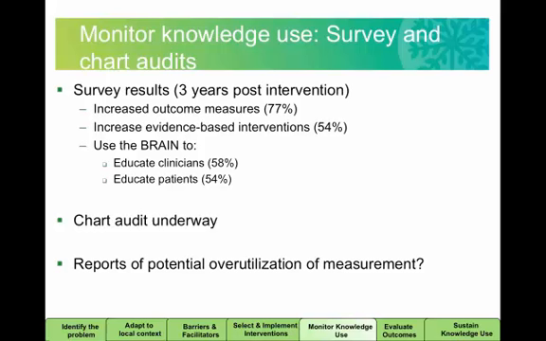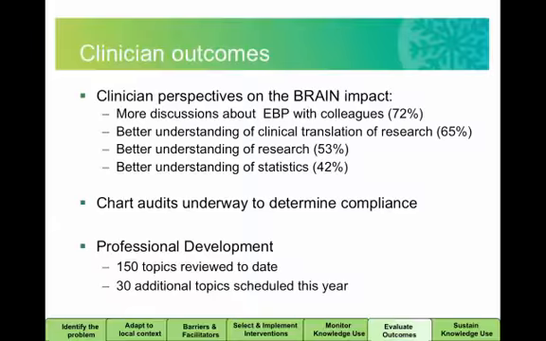Given the misunderstanding that has developed around measurement, recent brain champion services have focused on principles of measurement and standardizing a required instrument battery. To evaluate the outcomes of the program, we conducted a survey to understand clinicians' perspectives of the brain. Because of the brain, 72% of them indicated they have more discussions about evidence-based practice with colleagues. 65% indicated they have a better understanding of how to translate research to practice. 53% have a better understanding of research, and 42% have a better understanding of statistics. We are using our chart audits to determine actual compliance; however, these are not yet complete.